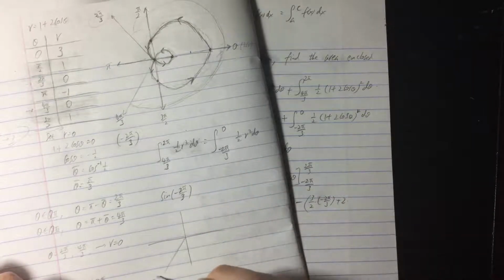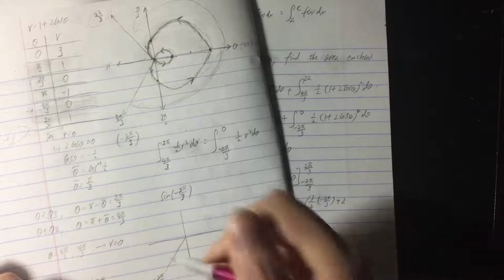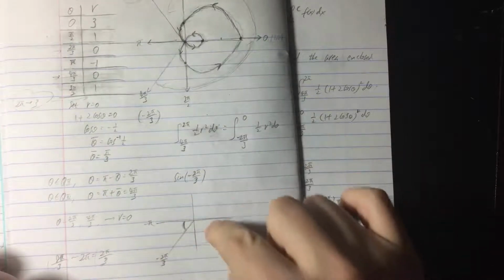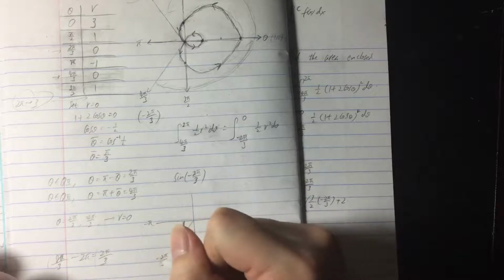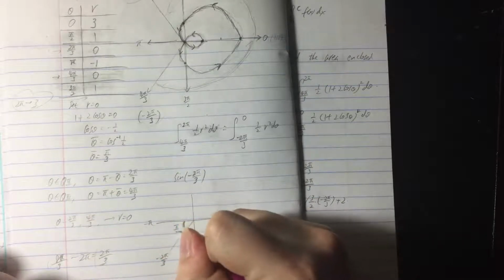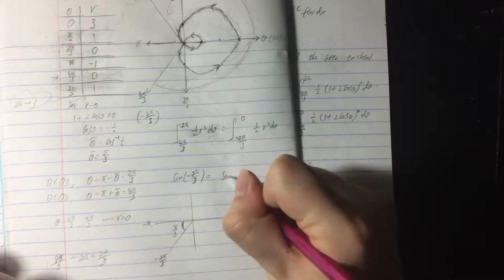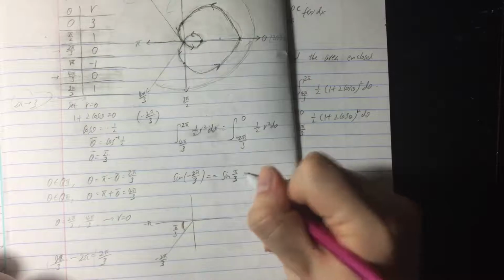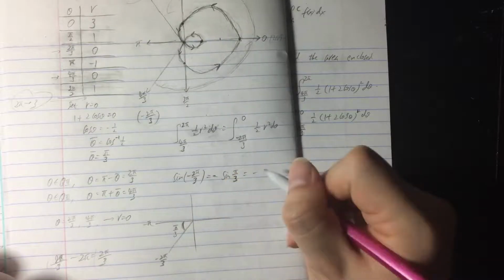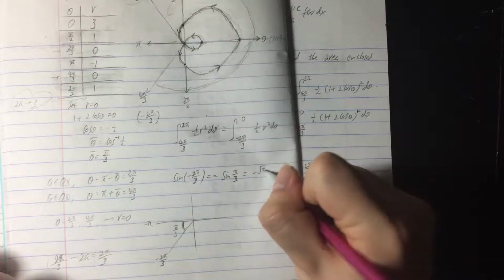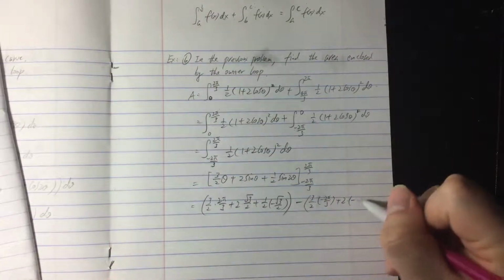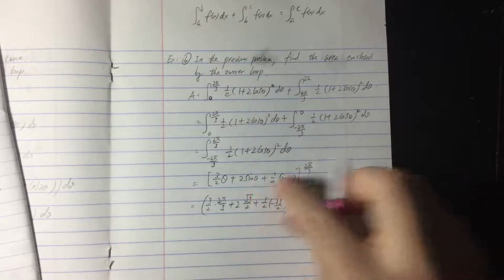Negative 2 pi over 3 is here. That's the reference angle. This is negative pi if we go counterclockwise. The angle between negative 2 pi over 3 and negative pi is pi over 3, so the reference angle is pi over 3. Sine function in quadrant 3 is negative. Sine pi over 3 is radical 3 over 2. So you got negative radical 3 over 2 for sine negative 2 pi over 3.